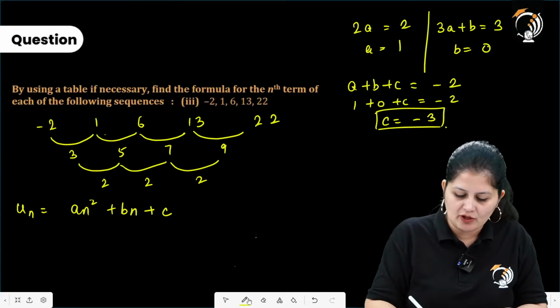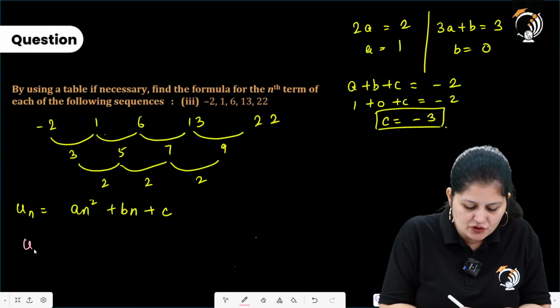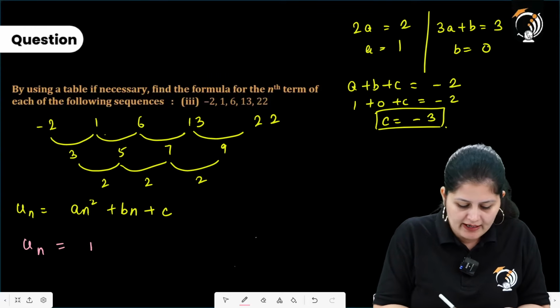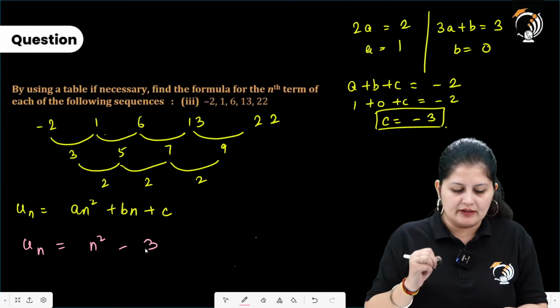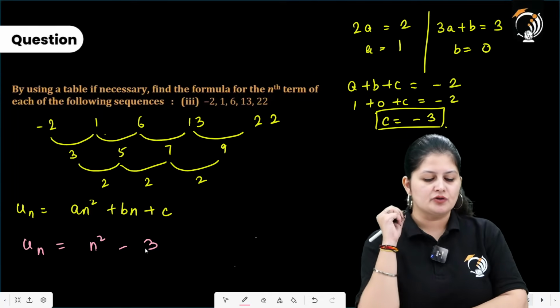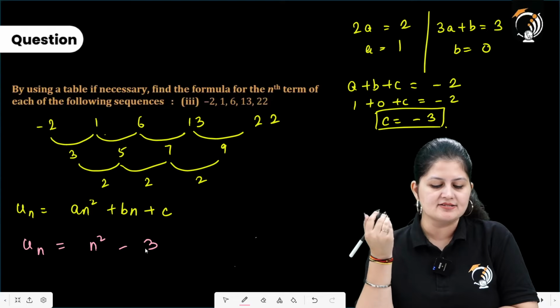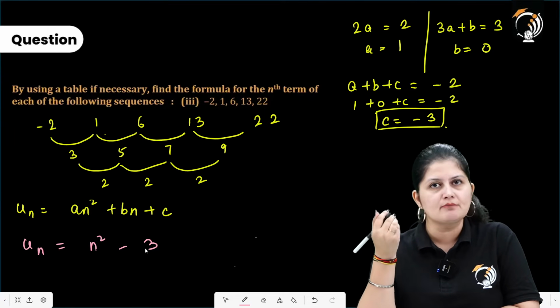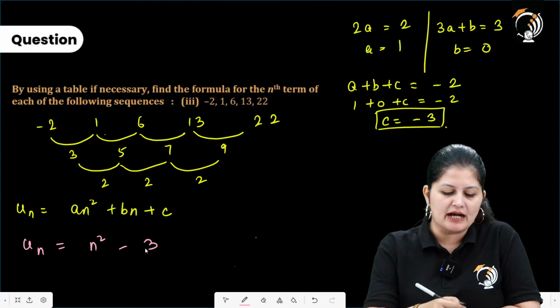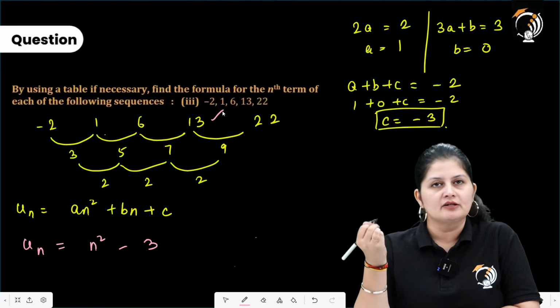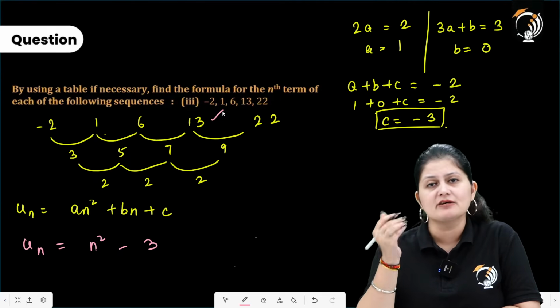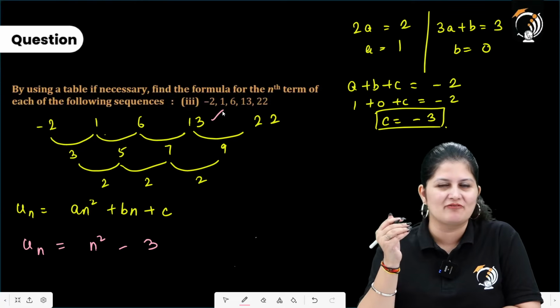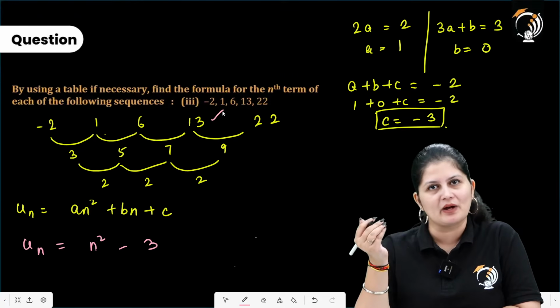So if I talk about the general formula here, that is going to be un would be equal to n square minus 3. Let's calculate this. Let's take n is equal to 4 here. n square will be 16 minus 3 is 13. So that is what we can see as the value of the fourth term. So that means that whatever the formula for the nth term that we have got here is absolutely right.